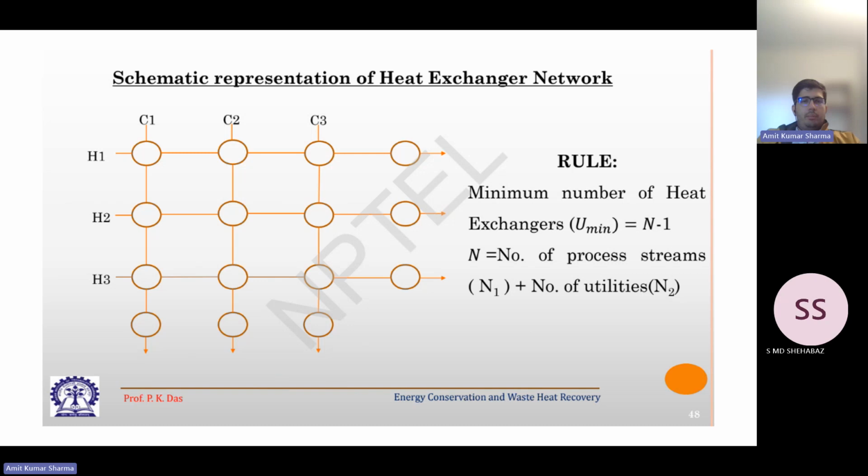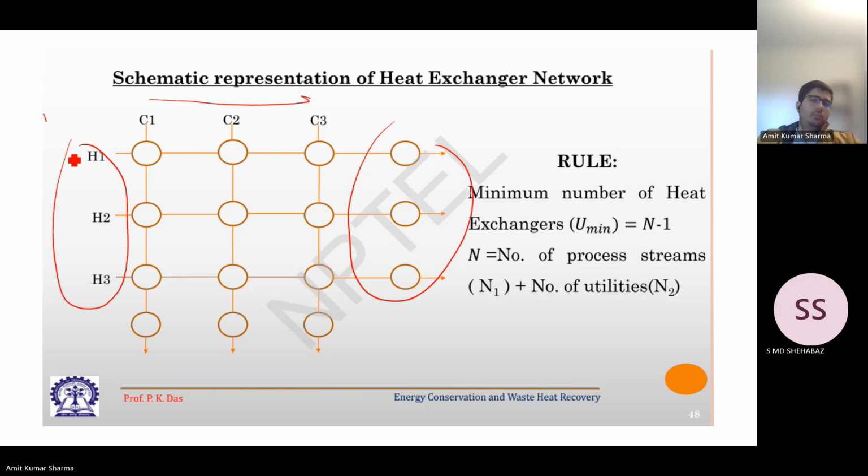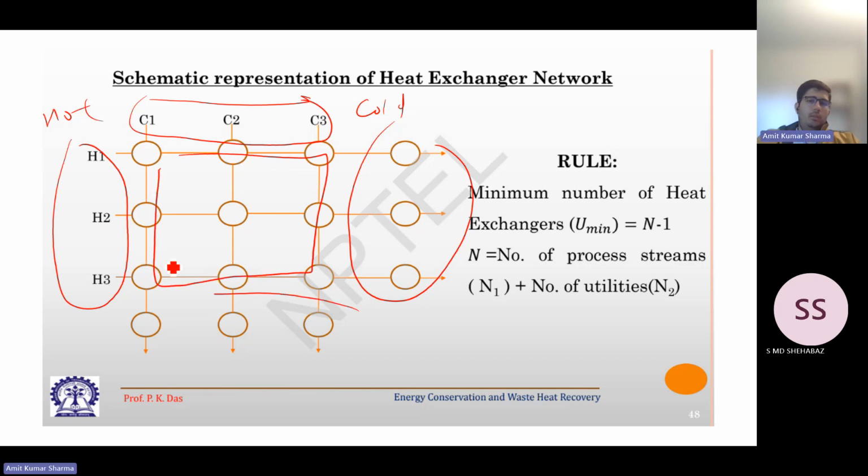I think this type of diagram was shown by the professor. So these are the cold streams, these are the utilities, these are the hot streams, these are the cold, these are the heat exchangers. These are the utilities. These are the cold utilities, these are the hot utilities.